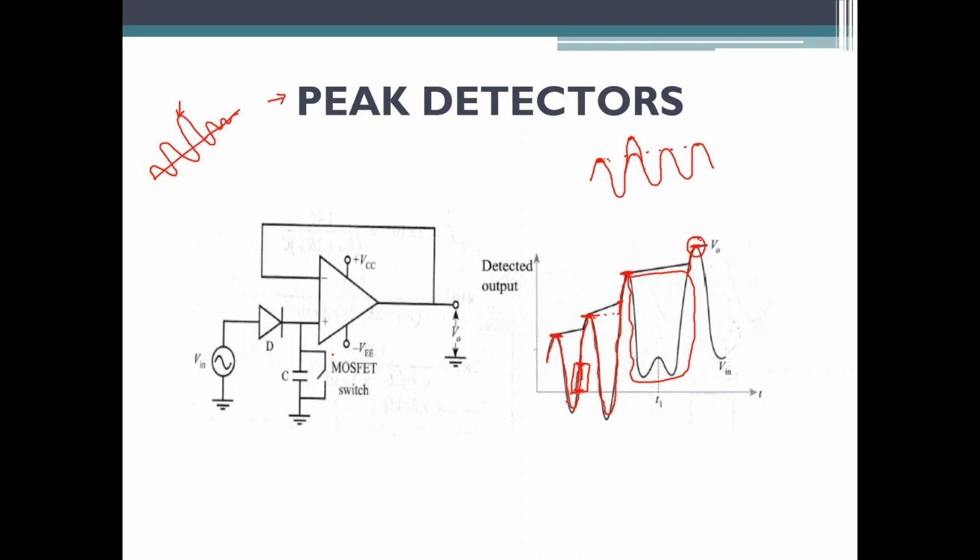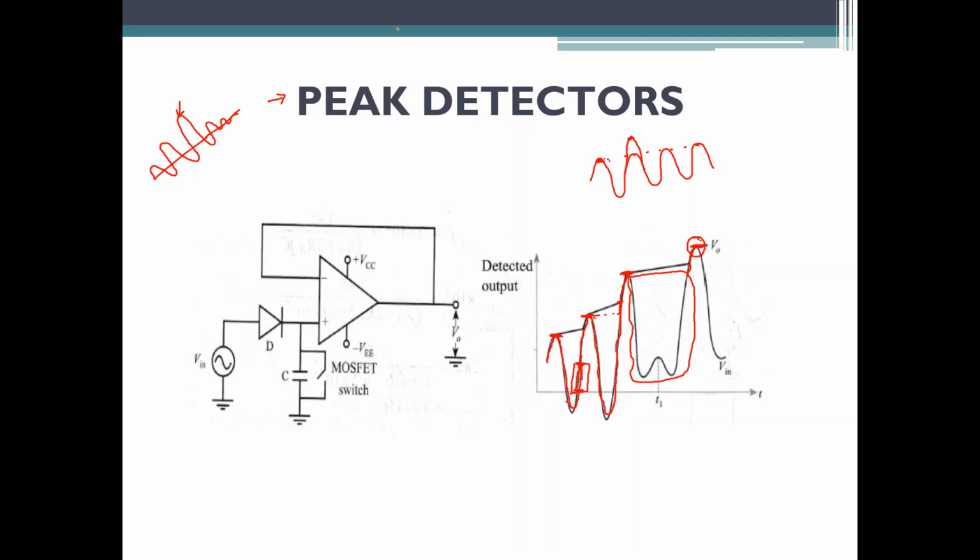Now if you ask me, sir, will my capacitor retain the value permanently? Yes, that value will be retained until you discharge the capacitor, and the discharging can be done using the switch connected across the capacitor. So how do I discharge it to 0? You can discharge the capacitor by turning on this switch, and then you can apply a new voltage and start finding the peak of that voltage. This is called a peak detector circuit.